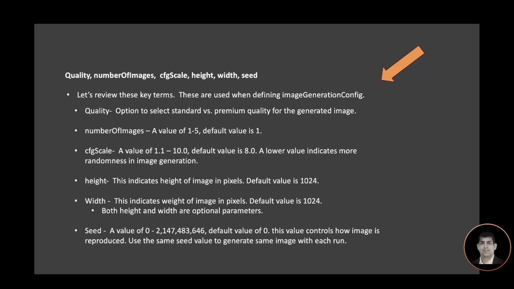Quality is the option to select standard versus premium quality for the generated image. Number of images is a value of 1 to 5. The default value is 1. There is a CFG scale. The default value of this is 8. A lower value indicates more randomness in image generation. Then there are height and width parameters, and then there is a seed. The default value of seed is 0, and this value controls how the image is reproduced. If you want to generate the same image, then you keep the same seed value with each run.